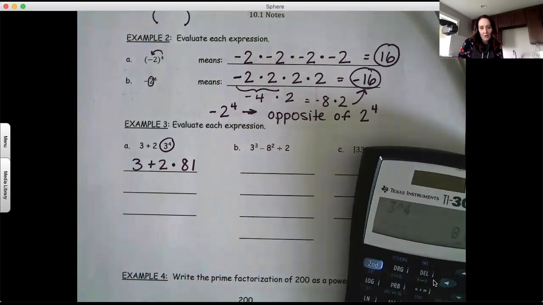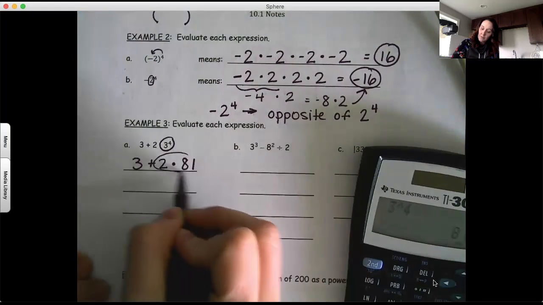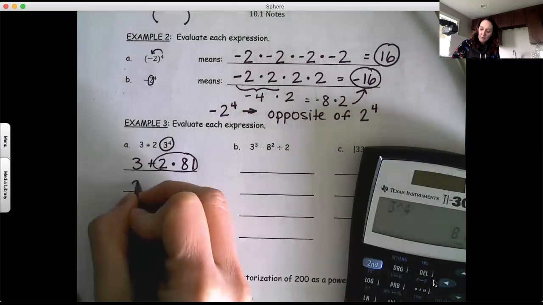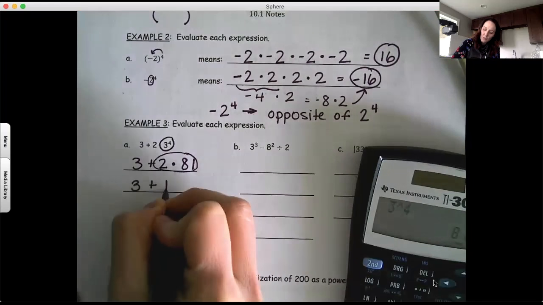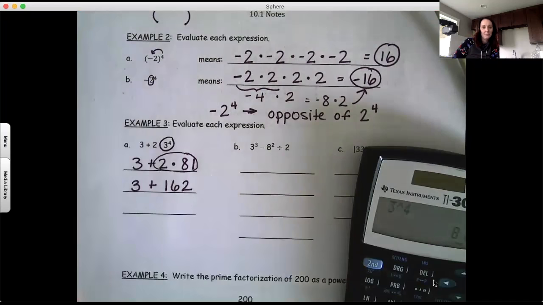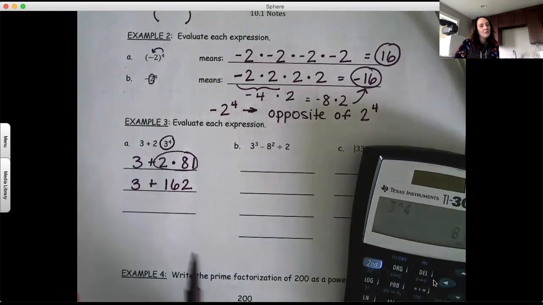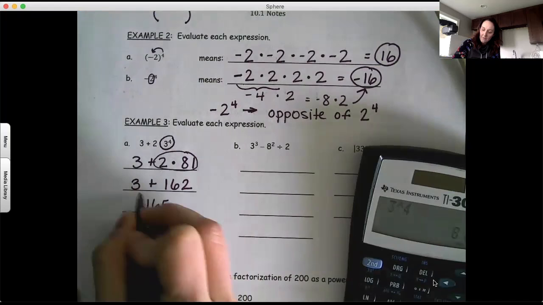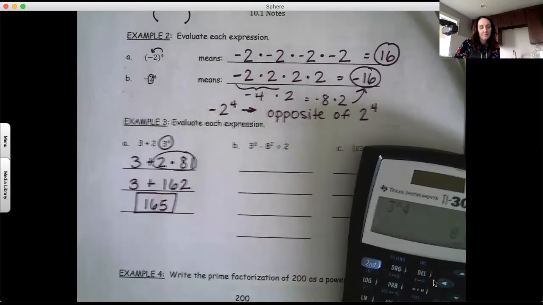Now, in our order of operations, what do you need to do next? Correct. You need to multiply. So in this next step, I'm going to multiply 2 times 81. And when you do that, 2 times 81 is 162. Now, finally, the only thing you're left with here is addition. So when you add 3 plus 162, you get 165, and that is your answer.